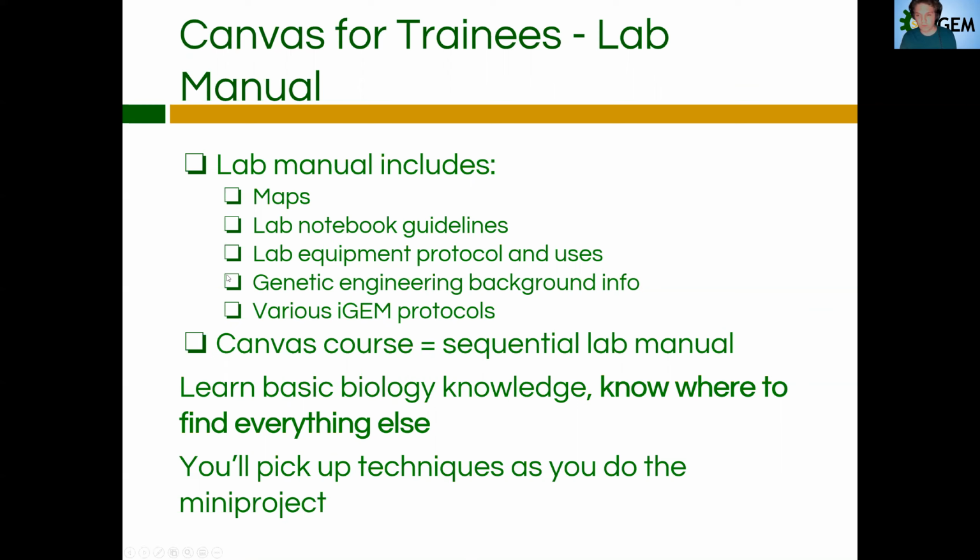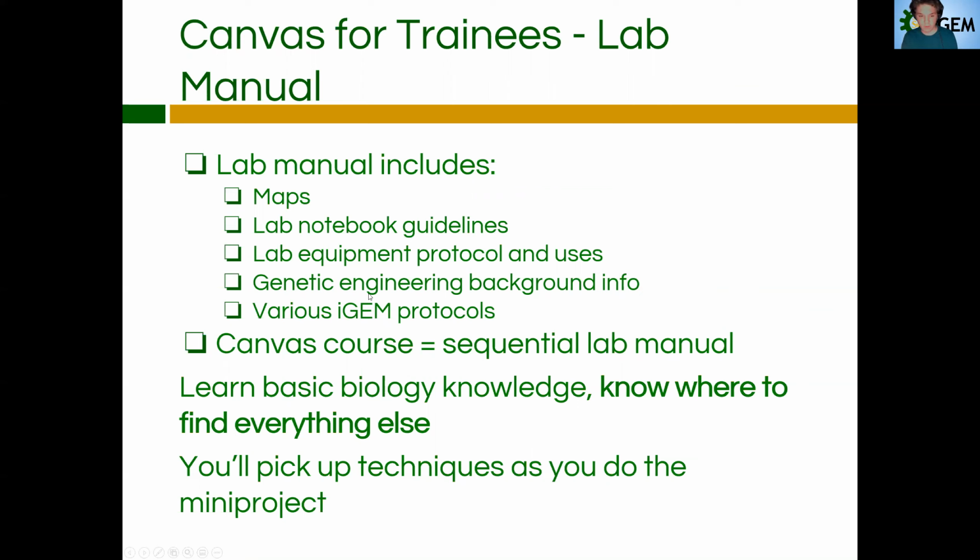Then there's what I find the most important, the genetic engineering background info and also the various iGEM protocols. You could skip straight to the protocols, but you wouldn't really understand them, which is why we also included the genetic engineering background info. Here you'll learn about the many different types of genetic engineering, the different types of cutting DNA, what we do in lab, how to transform bacteria, and what bacteria we work with. All that sort of stuff is given in the genetic engineering background info.